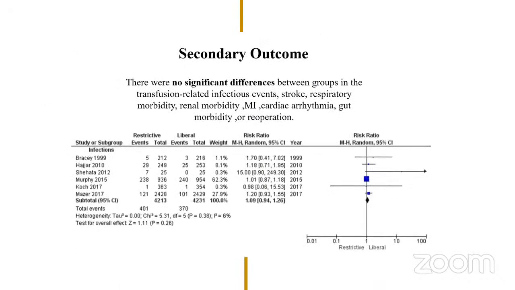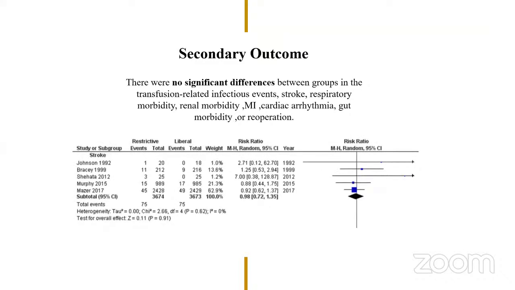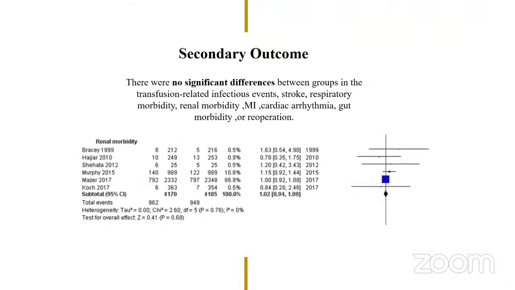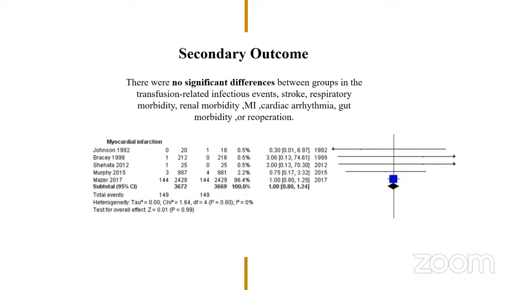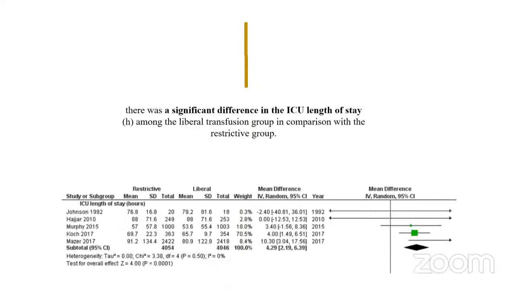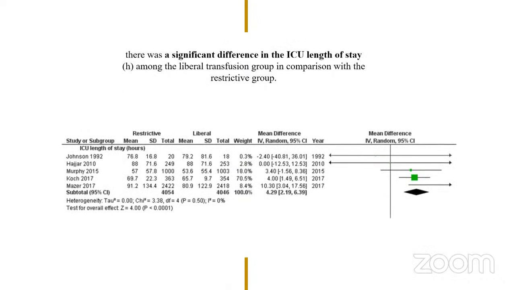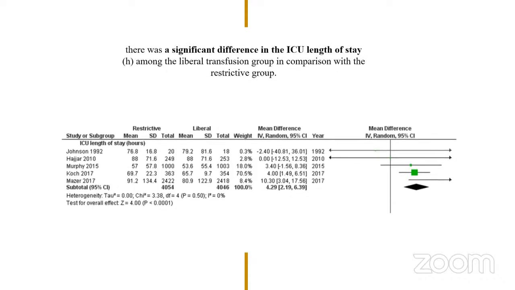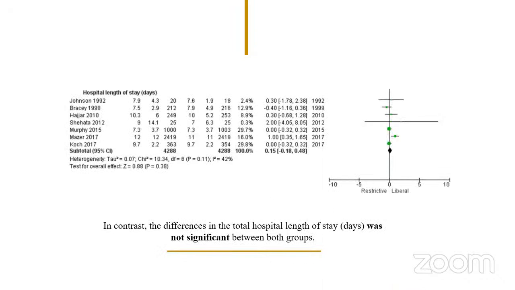For the secondary outcomes, there were no differences between the liberal versus restrictive group in terms of infections, strokes, respiratory morbidity, renal morbidity, myocardial infarction, cardiac arrhythmias, gut morbidity, as well as reoperation. However, there was a significant difference in the ICU length of stay in favor of the liberal transfusion group in comparison to the restrictive group. However, even with the significant difference in the ICU length of stay, there was no significant difference in the total hospital stay between the two groups.